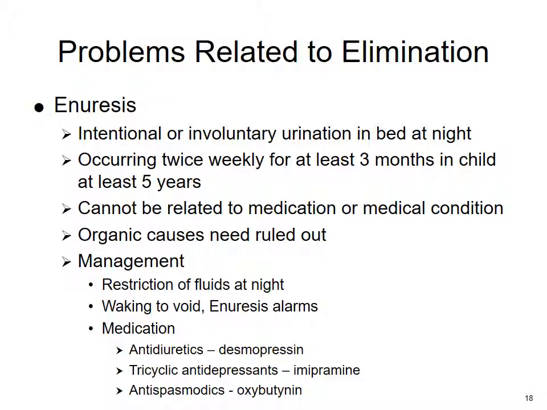If we're not able to identify an organic cause, there are a couple different approaches that can be used to treat this, and a multimodal approach is going to be most effective. So this may involve restricting fluids at night, cutting off a certain time for PO fluids, waking the child at regular intervals to void. Enuresis alarms, similar to a bed alarm pad, wake a child up when they've wet the bed. And then for more severe cases, we can do medications.